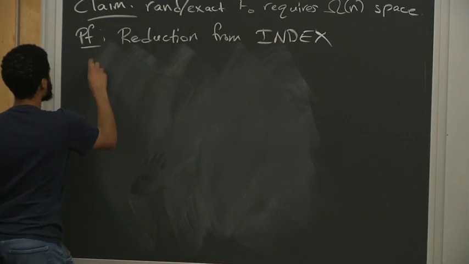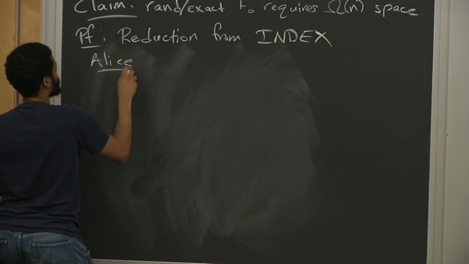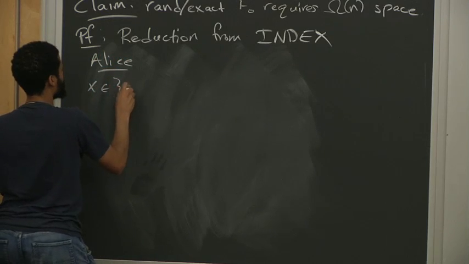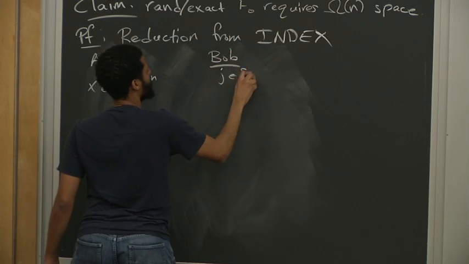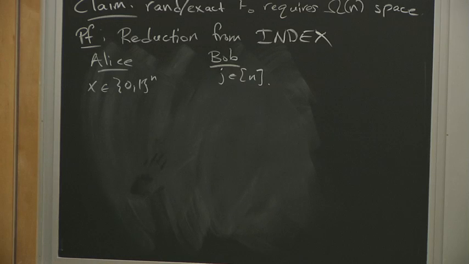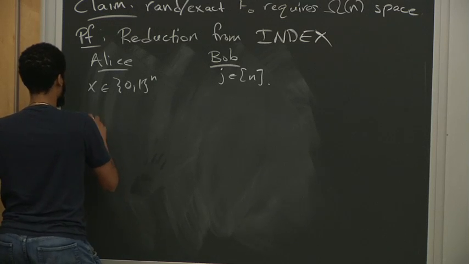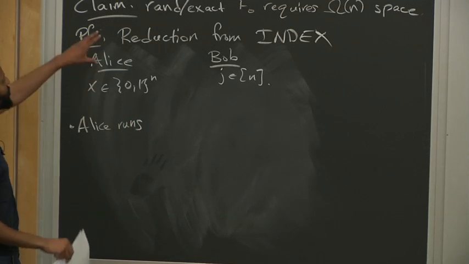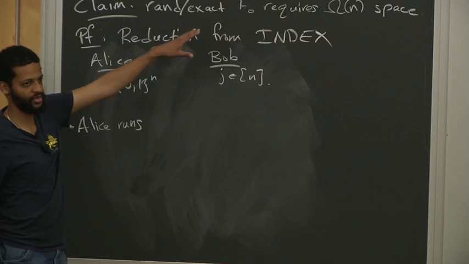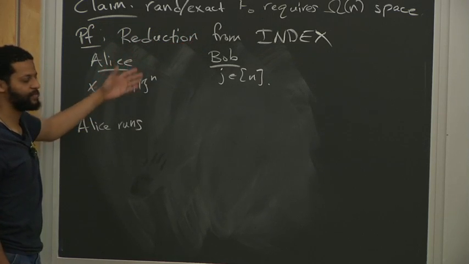What does Alice have? Alice has some x, which is in 0, 1 to the n. Bob has some j, which is an index into x. And you're used to it by now. Alice is going to do the usual thing. If x_i is 1, she puts i in the stream. Otherwise, she doesn't. So what we're going to do is suppose we had a randomized exact F0 algorithm. We're going to show that we can solve indexing using it.